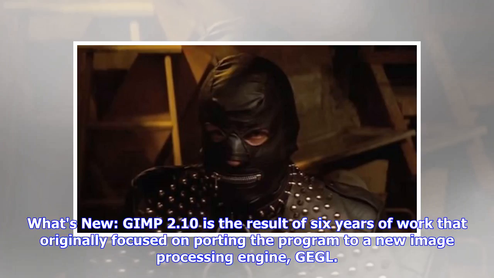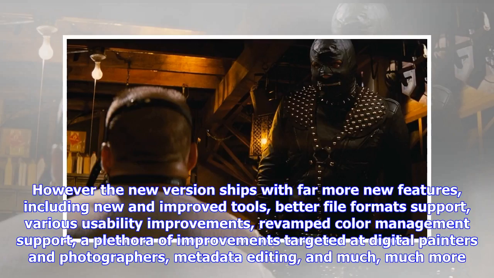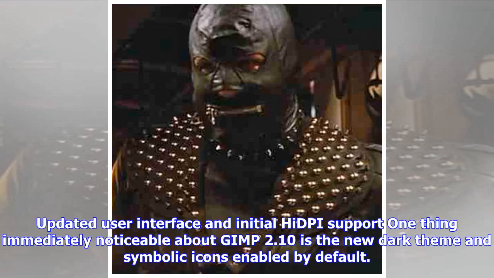What's new? GIMP 2.10 is the result of 6 years of work that originally focused on porting the program to a new image processing engine, GEGL. However, the new version ships with far more new features, including new and improved tools, better file formats support, various usability improvements, revamped color management support, a plethora of improvements targeted at digital painters and photographers, metadata editing, and much, much more.